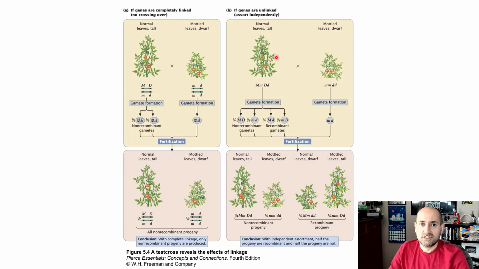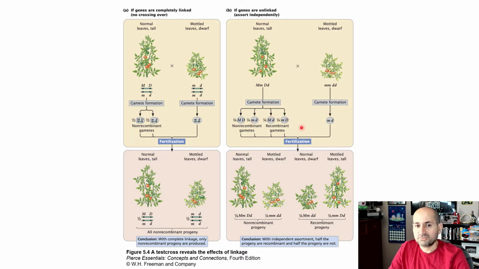Because look, here you have the heterozygote parent and the homozygous recessive parent. The homozygous recessive can only make gametes with little m, little d. However, in this case, the heterozygote parent can make all kinds of different gametes. Big M, big D, little m, little d, big M, little d, little m, big D. Why? Because you can mix and match these different alleles because of independent assortment, because the alleles are on different chromosomes. M and D are on different chromosomes. So you're going to get a quarter, this variant, a quarter, a quarter, a quarter.